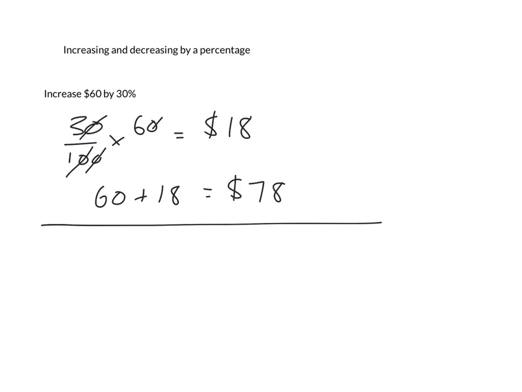If I start with $60, that's my 100%, isn't it? That's the whole amount that I've started off with. If I add 30% to it, what percentage have I got now? Yeah, it's 130%. So an alternative is to say, I just want to find what is 130% of $60.